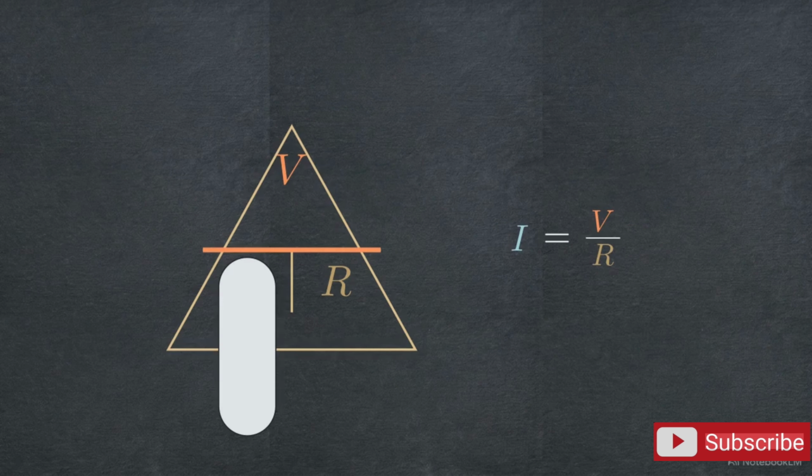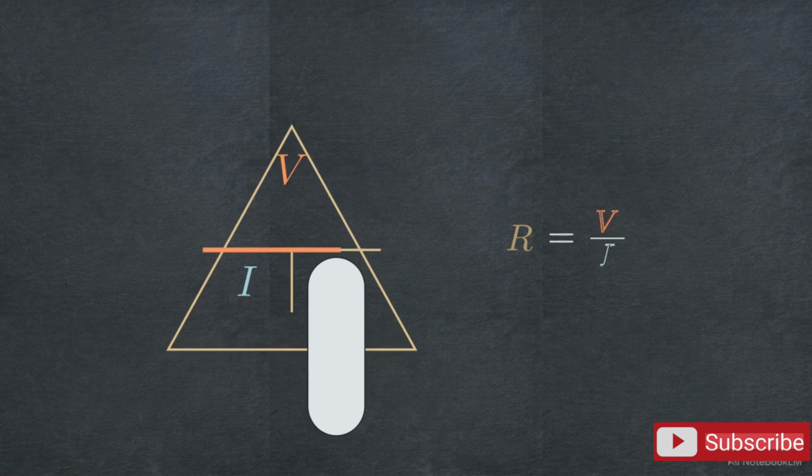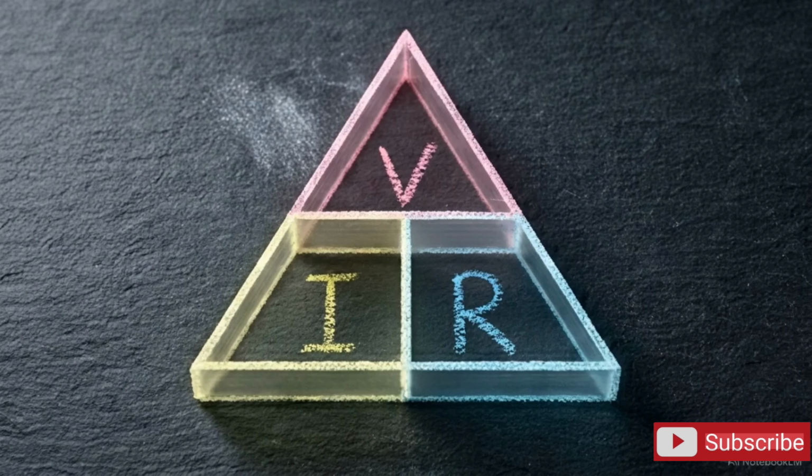Need to find current? Cover the I. Now you see V over R, so it is voltage divided by resistance. Cover the R and you get V divided by I. Committing this single triangle to memory ensures you will never use the wrong formula variant on a test again.